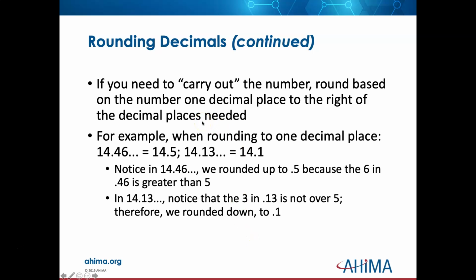Well, what happens if you have 14.46 and they tell you that you can only have 1 decimal place? That's where we start getting into rounding using decimal places. So if you have 14.46, this is going to turn into 14.5. If you have 14.13, that's going to turn into 14.1 because that 3 is less than 5. And this 6 is more than 5. So that's how it shows you where to go.